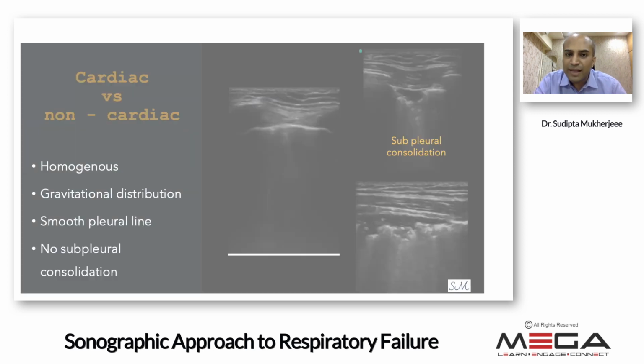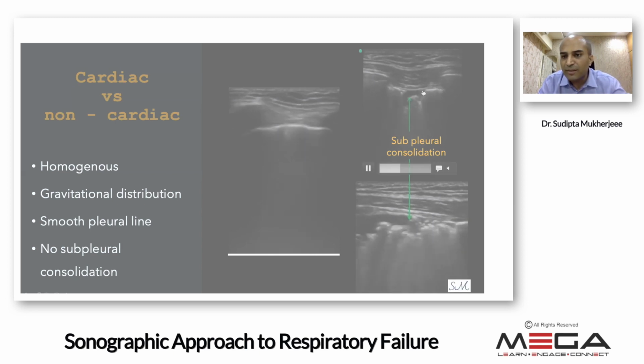Whenever we get B lines like that in the lung, we have to differentiate whether it is of cardiac origin or non-cardiac origin. For cardiac origin, it has to be homogeneous, because the pathology is outside the lung, so it should be equally distributed in both lungs. There should be gravitational distribution, that means the upper part will have fewer B lines compared to the dependent part. Because the underlying lung is normal, we should have a smooth pleural line like in this case, and there should not be subpleural consolidation.